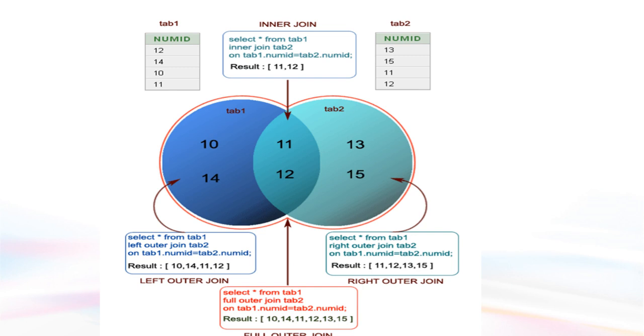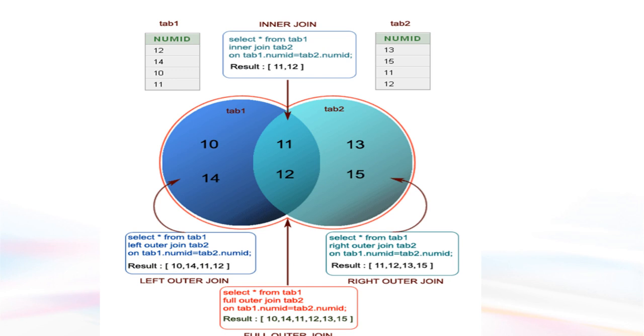So 10 is there in table 1 but not in table 2, so 10 is captured. 14 is there in table 1 but not in table 2, so 14 is captured. What about 11 and 12 here? Select star from table 1 left outer join table 2 on table 1 dot numid equal to table 2 dot numid. So 10, 14, 11 and 12. Why did 11 and 12 come? 11 and 12 are already there, right?